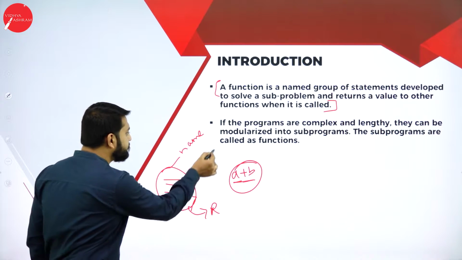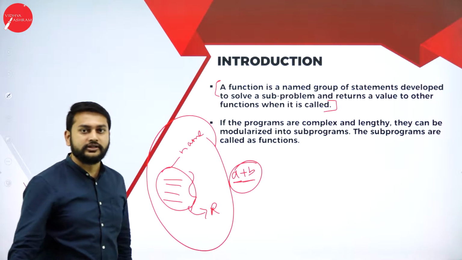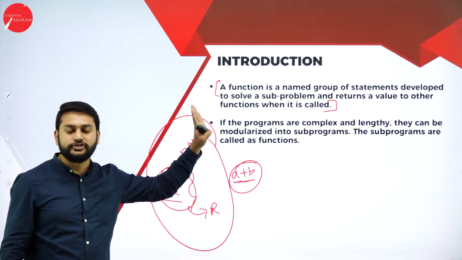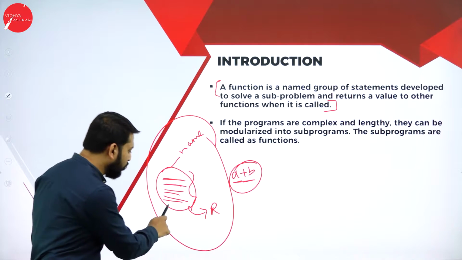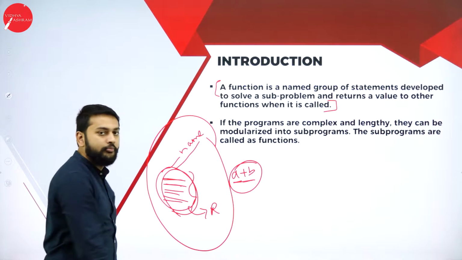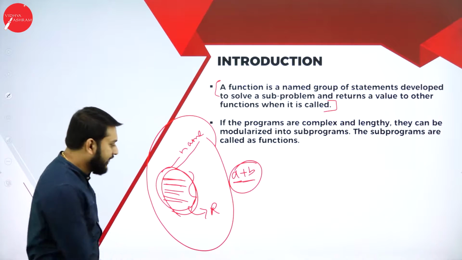So you need to observe this diagram. If you understand this diagram, you understood this definition. What do you have? You have some set of lines. It is grouped and it has got a name. When it performs the task, it returns the result.